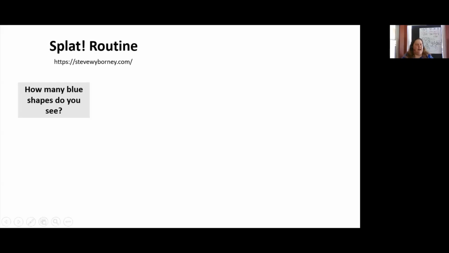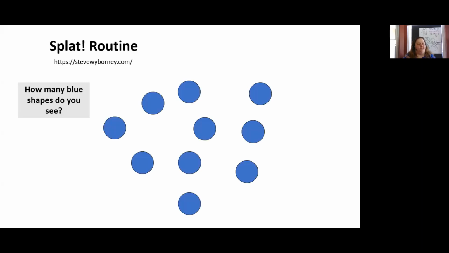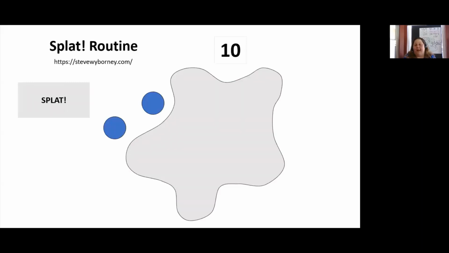And it does have some variety in the types of problems. So think about, how many blue shapes do you see? I'm going to say Splat. You may have a student count them all, but I don't want you to memorize the way that those look. I'm telling you there are 10 blue dots. Gee, the Splat has covered up some of my dots. How many dots has my Splat covered?